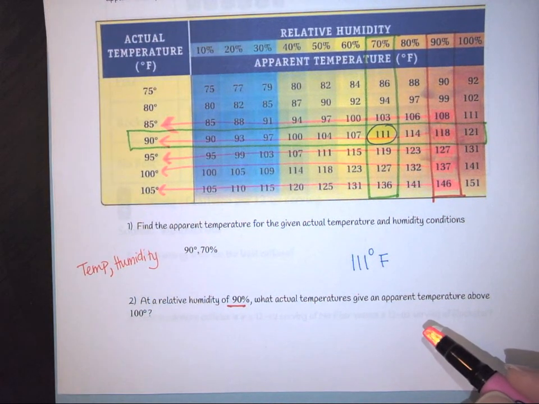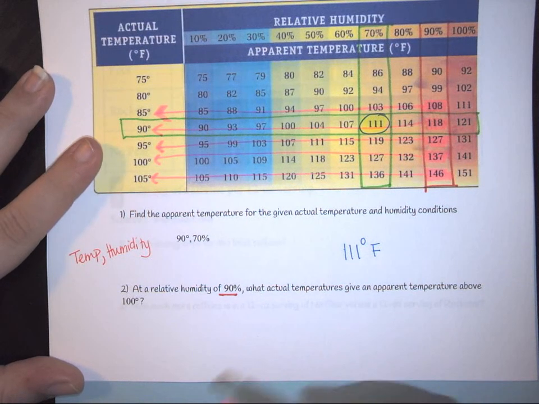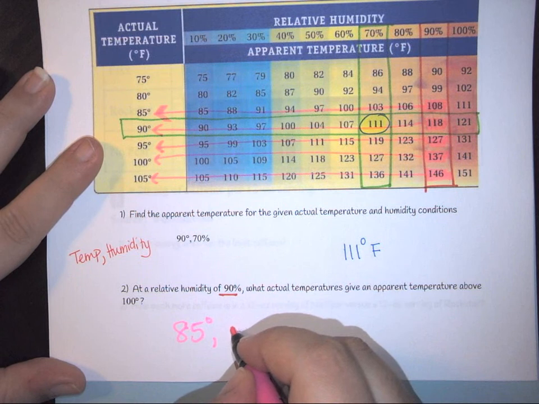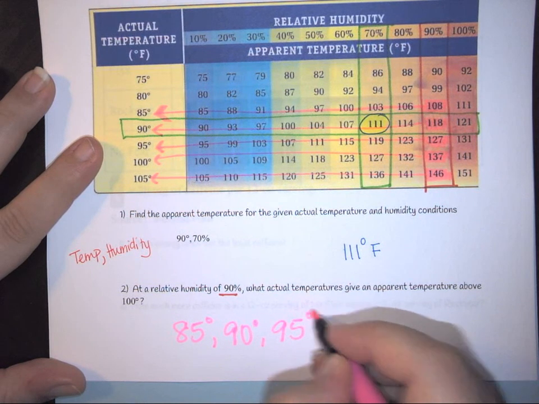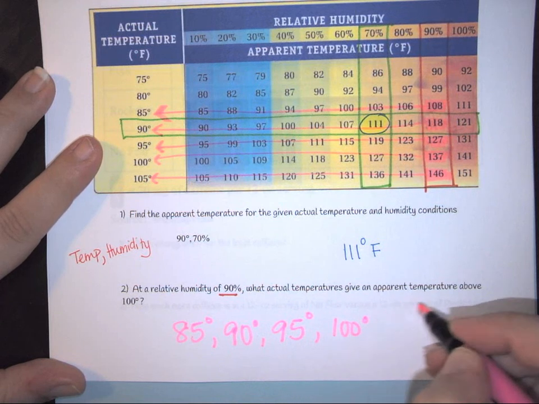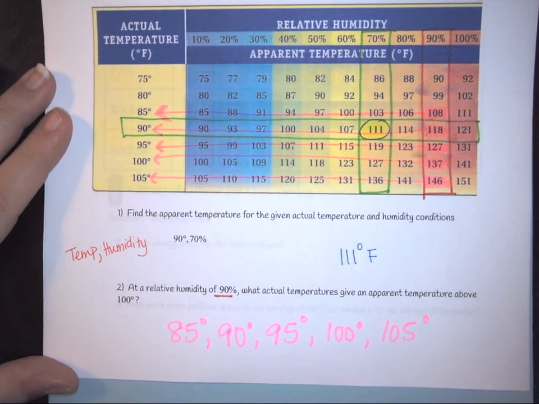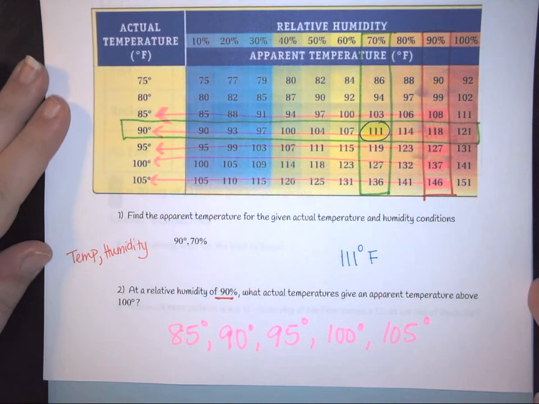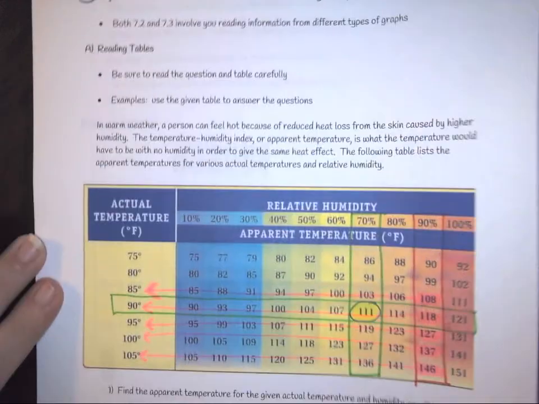So that means for this one, when we're talking about the actual temperatures, we're talking about temperatures of 85 degrees, 90 degrees, 95 degrees, 100 degrees, and 105 degrees. And so you would list them out exactly like that. And that's how you go about reading a table.